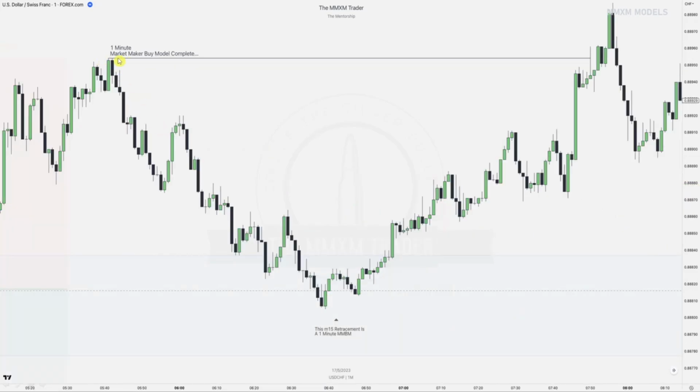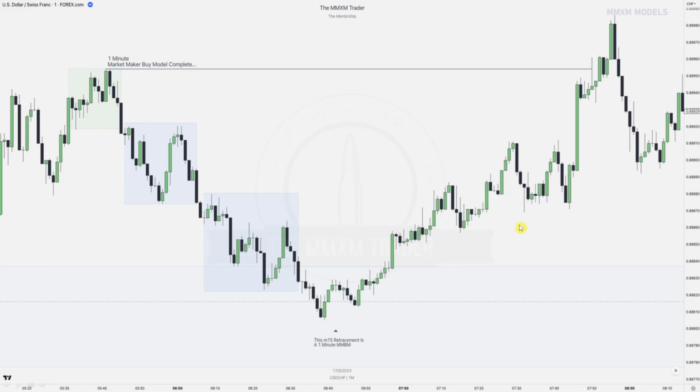Right, so buy side liquidity above here, right? Market maker buy model, original consolidation. This is that retracement on the 15-minute, right? And then we've got that 15-minute fair value gap, which is the higher time frame PD array to take our trades from. So going into the sell side of the curve here, right? Smart money reversal, respecting this little fair value gap, right? Continuing the buy side of the curve until we complete this market maker buy model on the 1-minute time frame.